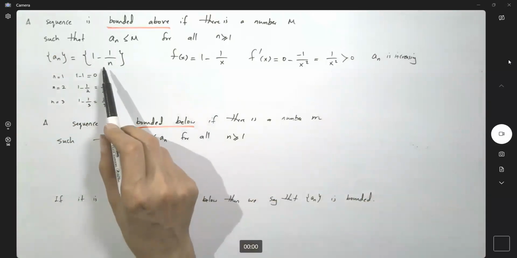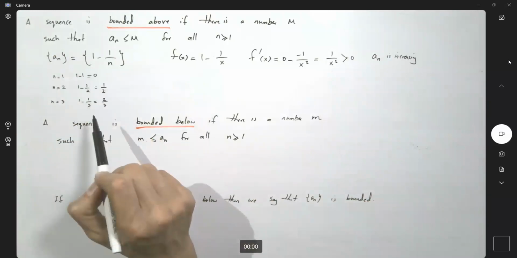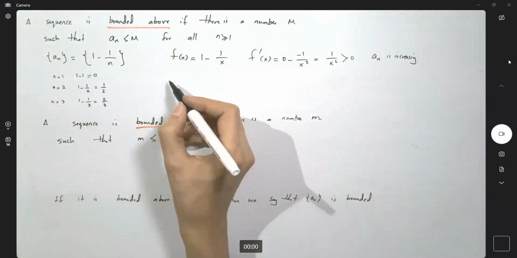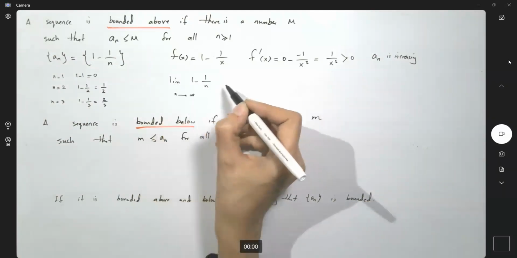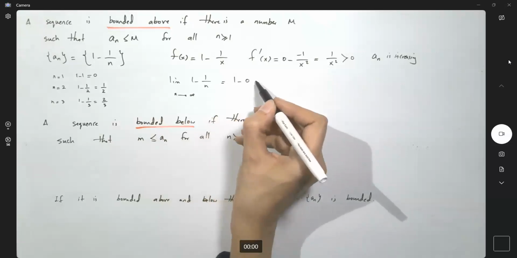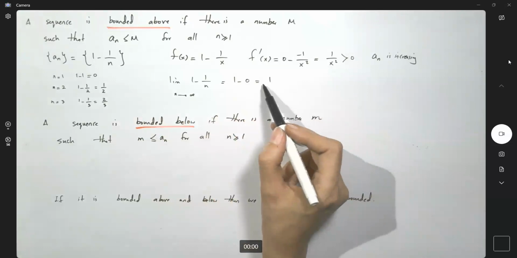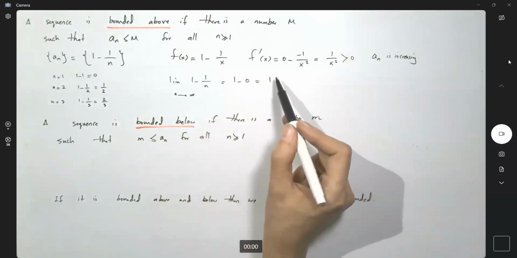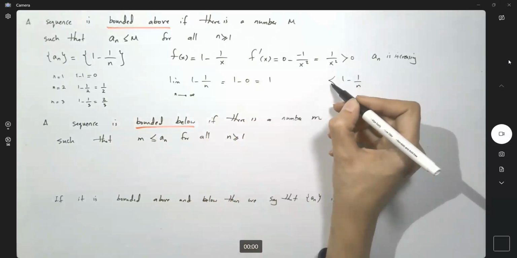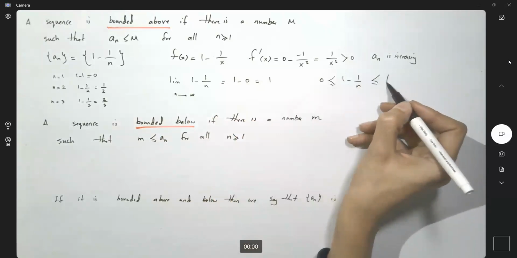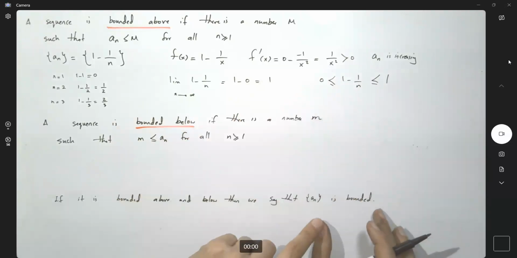This function is bounded by 0 and also 1. The limit of 1 minus 1 over n as n approaches infinity is 1 minus 0, which is 1. The function is increasing and the maximum value it takes is 1. 1 minus 1 over n is bounded between 0 and 1. So it has a lower bound and it also has an upper bound. So it is bounded.